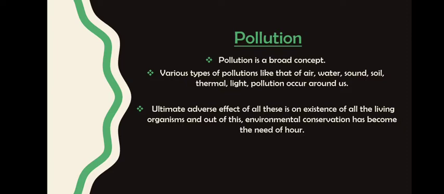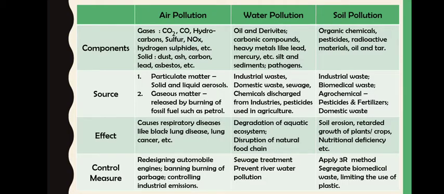Now, pollution is a broad concept. There are various types of pollution: air, water, sound, soil, thermal and light pollution. The ultimate adverse effect of all these is on the existence of all living organisms, not only humans. Out of this, environmental conservation has become the need of the hour. Let us see this table on air pollution, water pollution and soil pollution: what the components are, their sources, their effects and how you can control them.